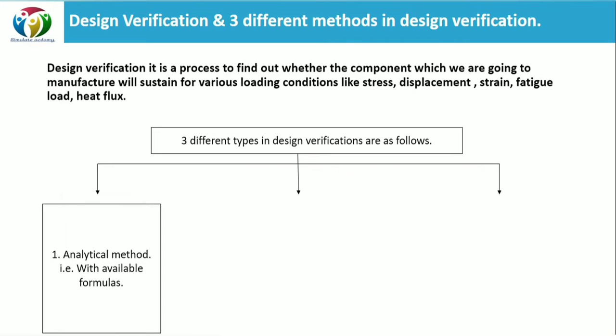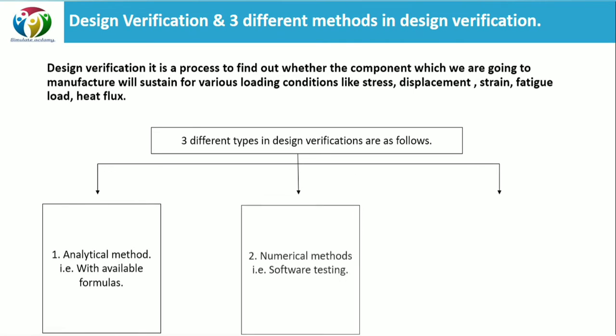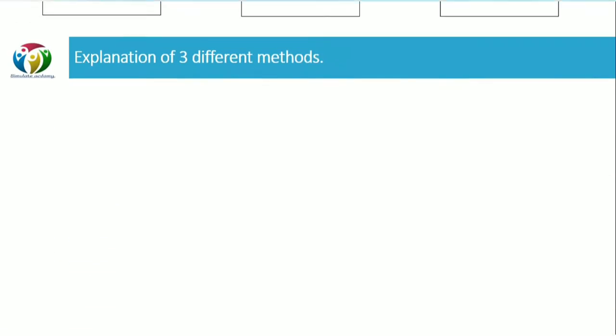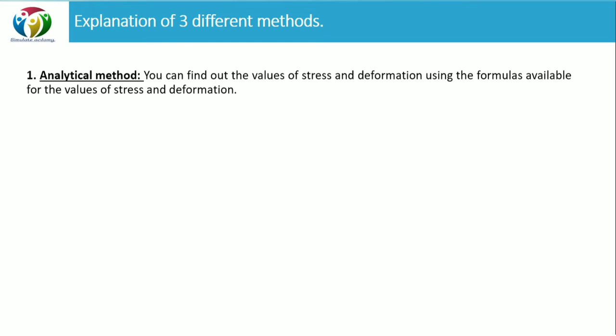First, analytical method, that is with available formulas. Second, numerical method, that is by software testing. Third, that is experimental method, that is manufacturing testing. So now explanation of three different methods.